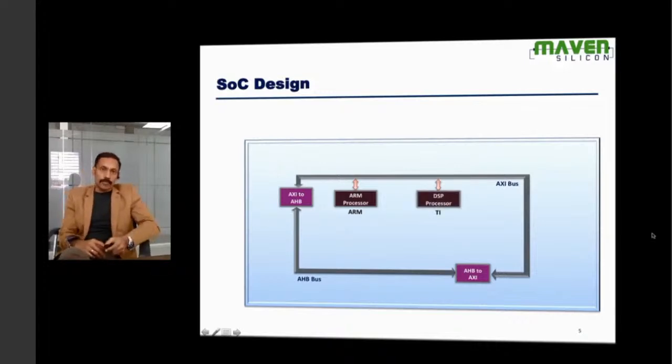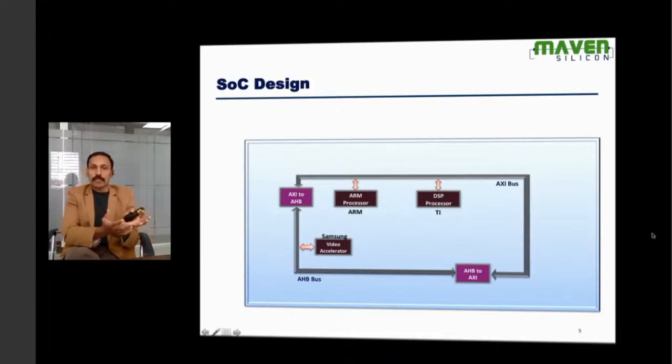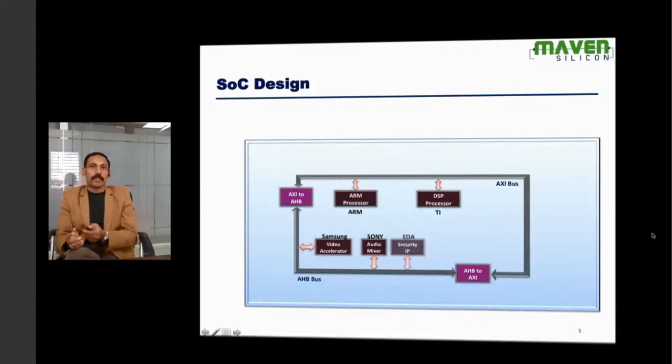They may need a DSP core. So in that case, they might talk to multiple companies and then they might choose TI as their partner, as TI might be specialized in DSP design. So they might buy the DSP core from TI, and they may need a video accelerator. They might buy the video accelerator from Samsung, though Samsung is their competitor, because Samsung is into all kinds of business, chip design and IP business. So they can buy IP from Samsung, and they may need some kind of audio mixer, and Sony is good in this field. So they might choose Sony as their partner, and they may need some security IP.